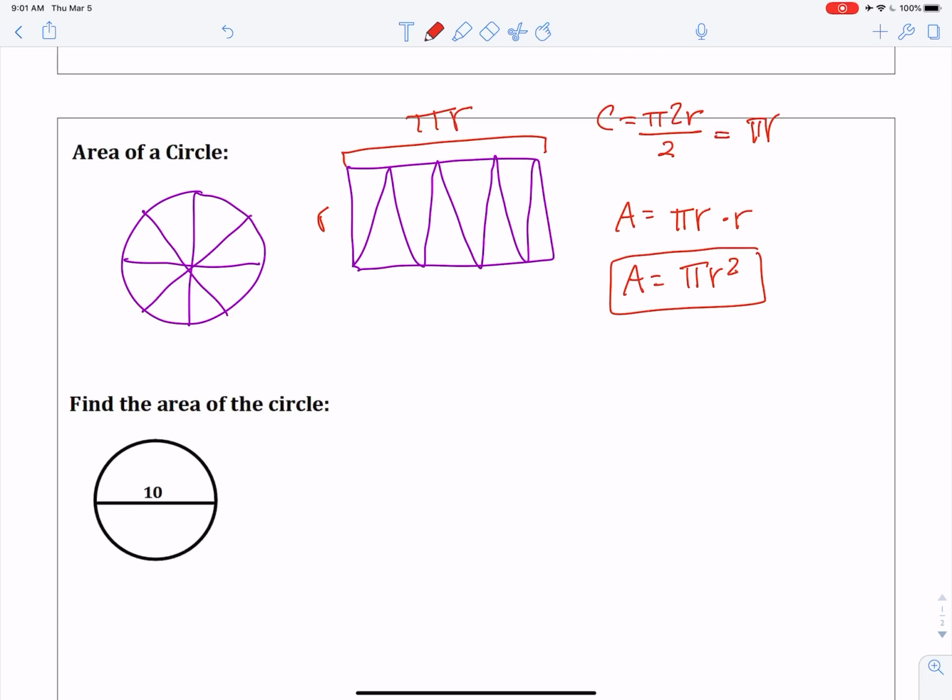So in our first example, we're going to find the area of this circle. So area is pi r squared. They gave us the diameter as 10. So we're going to take half of that for the radius. The radius is 5, so I'm just going to plug that in. Area is pi times 5 squared, and 5 squared is 25. So I get 25 pi as my area.